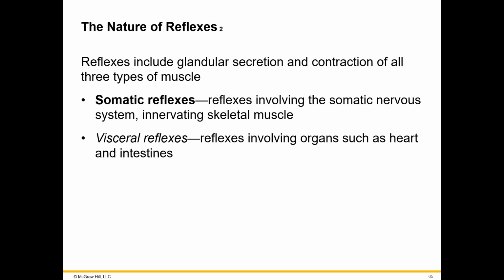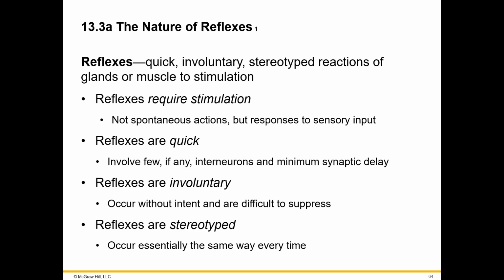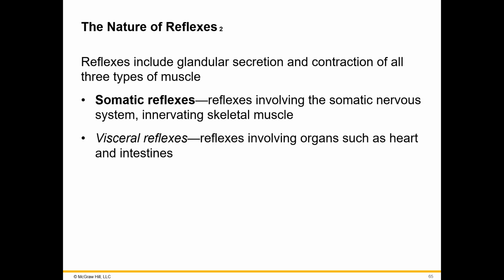Somatic reflexes involve the somatic nervous system innervating skeletal muscle, like the tendon reflex. When you hit with the hammer, you have the knee jerk reflex because you hit the patellar tendon with the hammer, and that's going to cause the involuntary stereotype quick reflex. Visceral reflexes are reflexes involving organs such as soft tissue, your heart and your intestine.